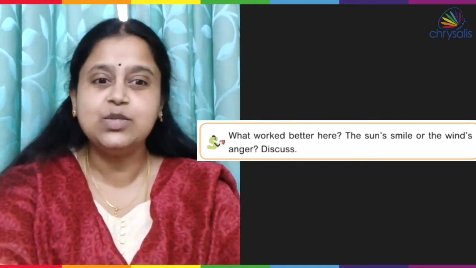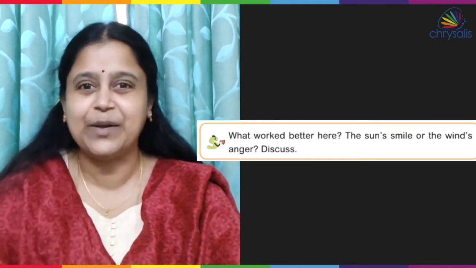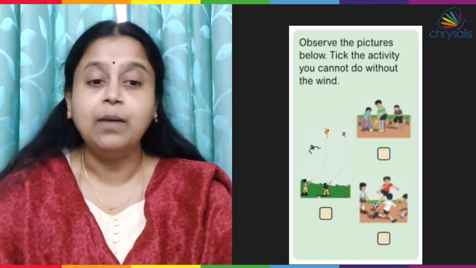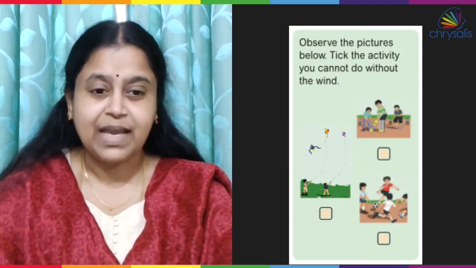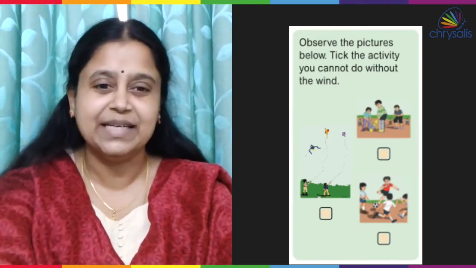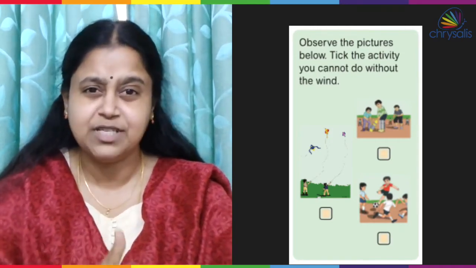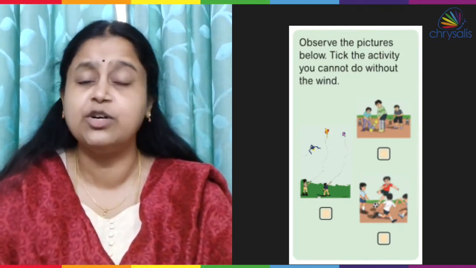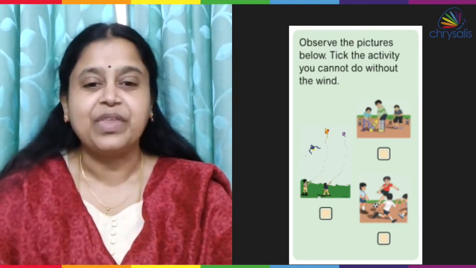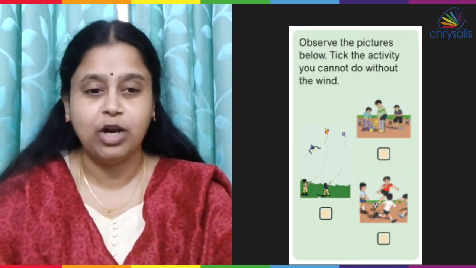Well, let's work on a small activity which is given alongside the story. Now, look at your screen. It is given, observe the pictures below. Tick the activity you cannot do without the wind. I can see some children are playing cricket in the first picture. In the second picture, few children are trying to fly the kite. And in the third picture, a group of children are playing football.